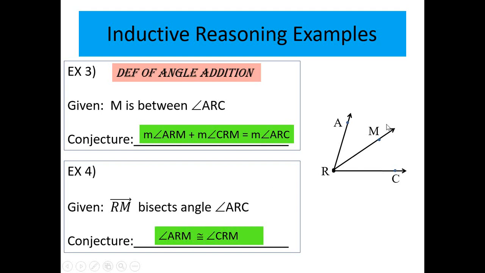Okay, this is called a bisector. So this is angle bisector, the definition of angle bisector. So angle addition and angle bisector. On the previous screen, it was segment addition and midpoint. Same ideas, just talking about segments on one screen, and on this screen we're talking about angles.